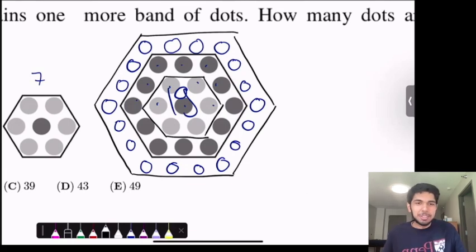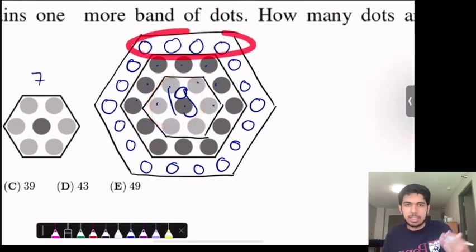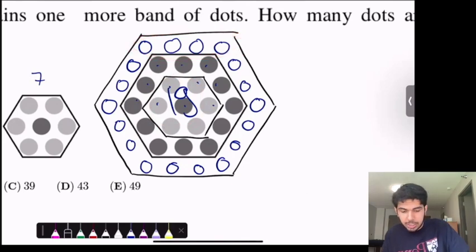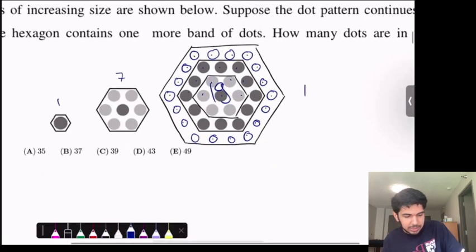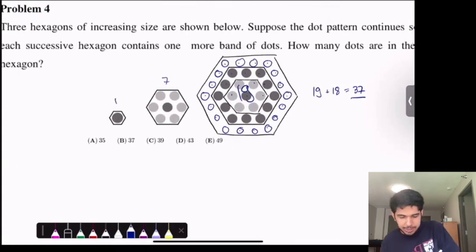So to figure out how many dots are in it, we can just take the 19 we started with and add on these dots that we just drew in. So how many new dots did we add? Let's count. 1, 2, 3, 4, 5, 6, 7, 8, 9, 10, 11, 12, 13, 14, 15, 16, 17, 18. 18 dots. So we started with 19, we added 18, so there are 37 dots in this next hexagon. So that will be our answer.